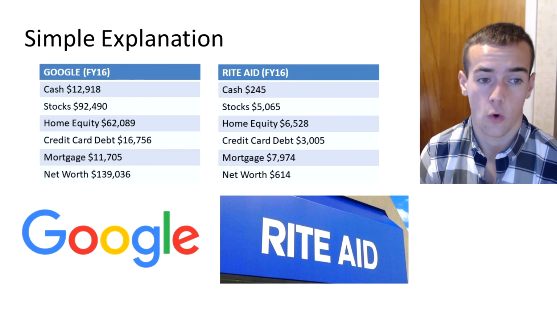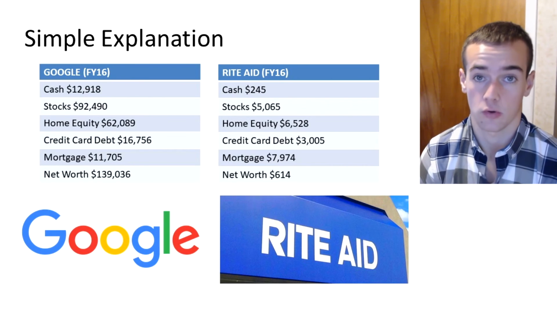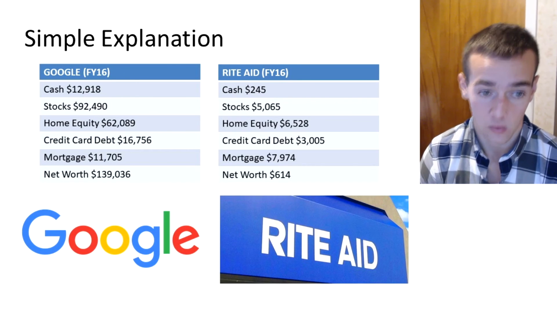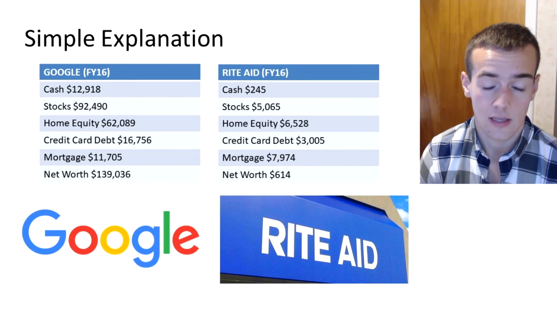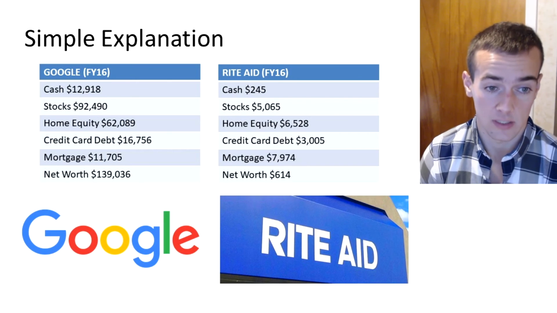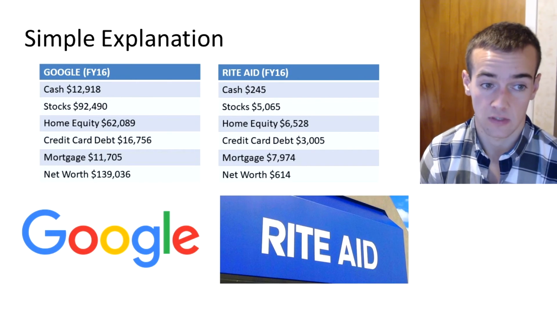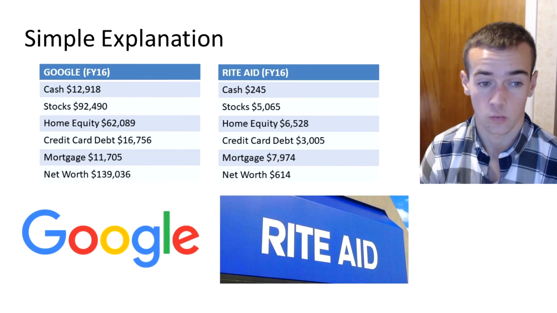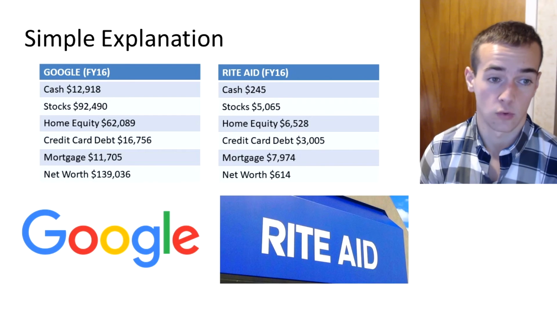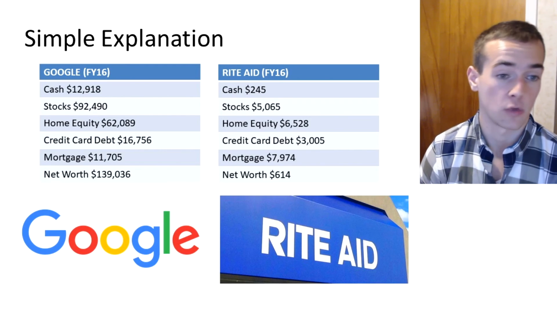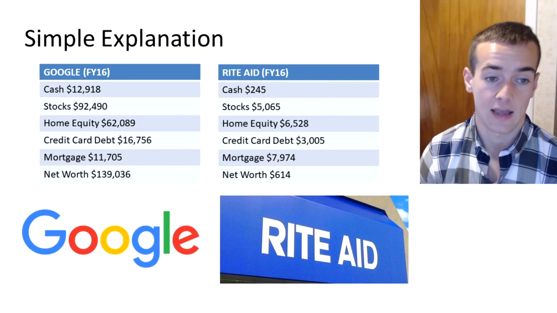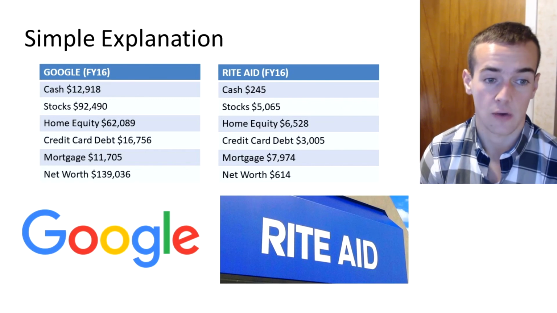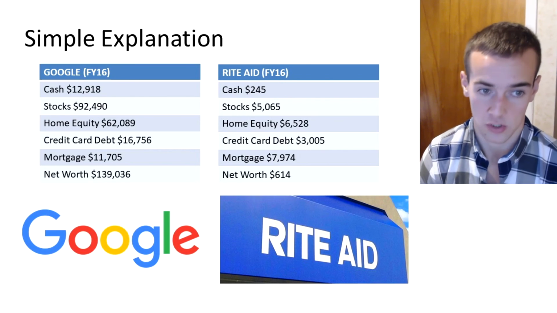And then we're going to consider your home equity your non-current assets. These are your long-term assets. So you have $62,089 built up in home equity. And then your credit card debt, or your current liabilities, is at $16,756. So the first thing we notice is your cash just about covers what you have on your credit cards, but if you consider what your short-term investments are, that would easily cover your credit card debt. And your long-term debt, or your non-current liabilities, is at $11,705. That would be like the mortgage on your home.